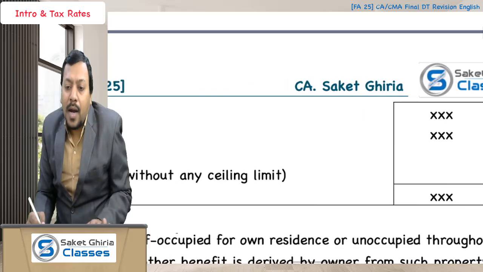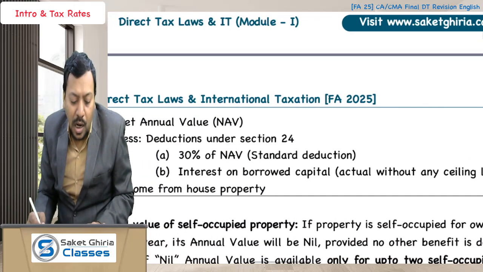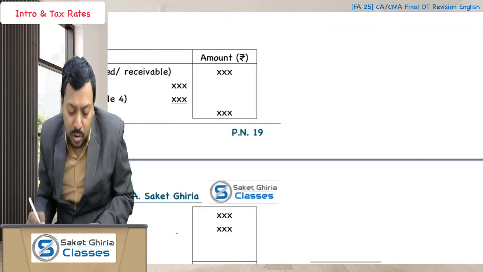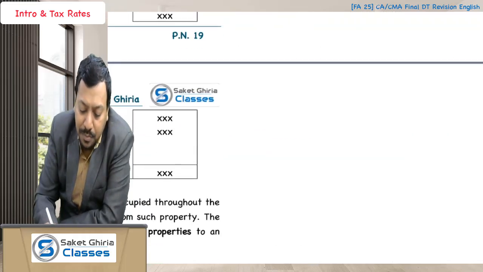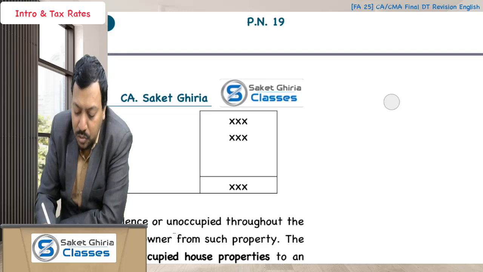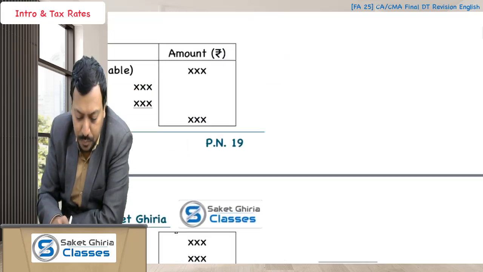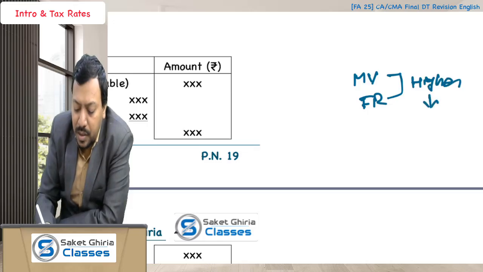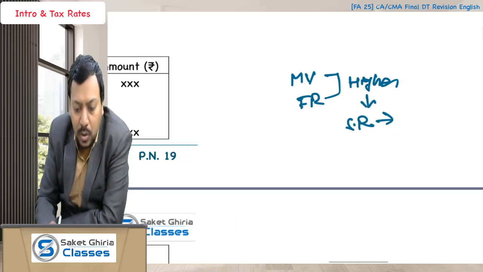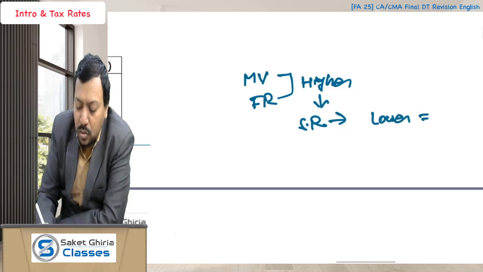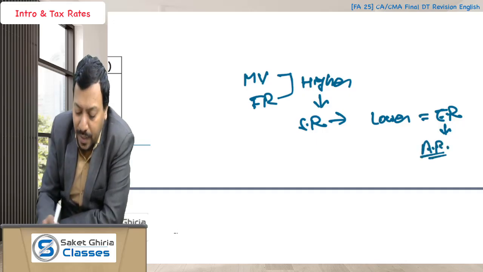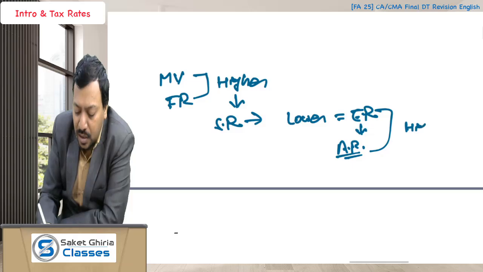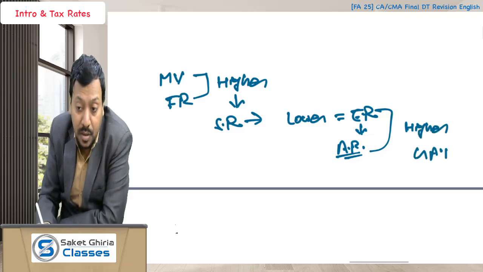Okay. House property head, how we are going to calculate the gross annual value. We will compare a few things. One is the municipal value, where we will take the higher. Then we will compare this higher with the standard rent. We will take the lower. This lower is called expected rent. Now this expected rent will be compared with the actual rent, and whichever is higher will be taken as GAV.